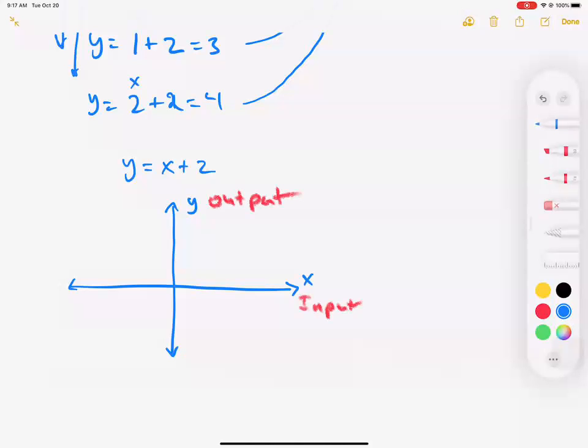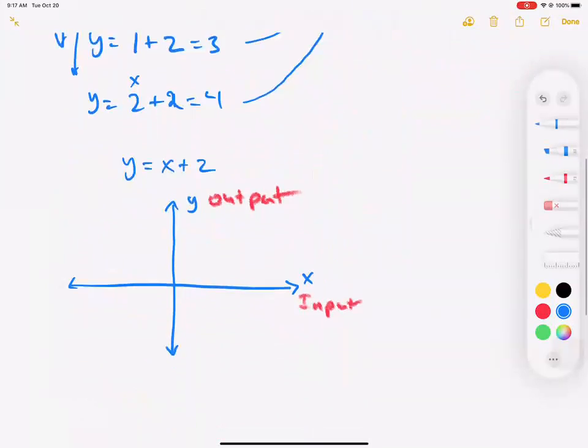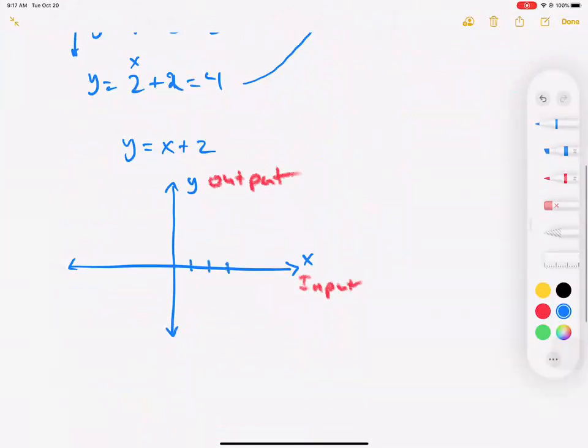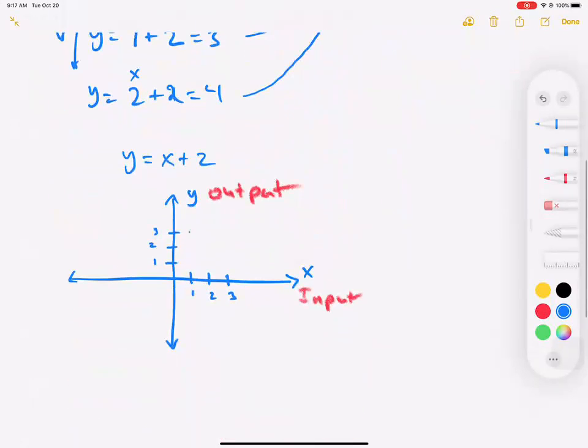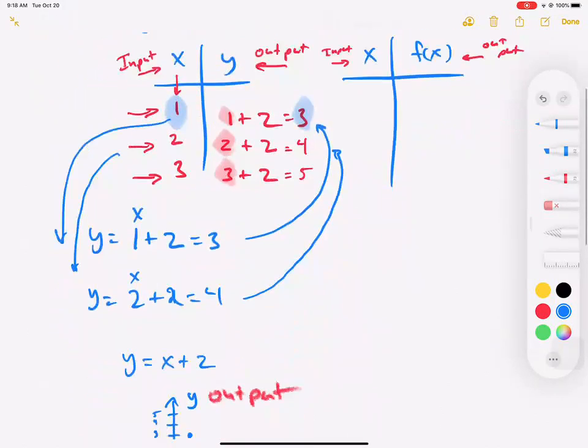So let's go back and look at our table. We said when x was 1, our answer y was 3. So let's go back to the table. When x is 1, 2, 3, I'm going to label this 1, 2, 3. If x is 1, y is, we said what? Y is 3. When x is 2, y is 4.